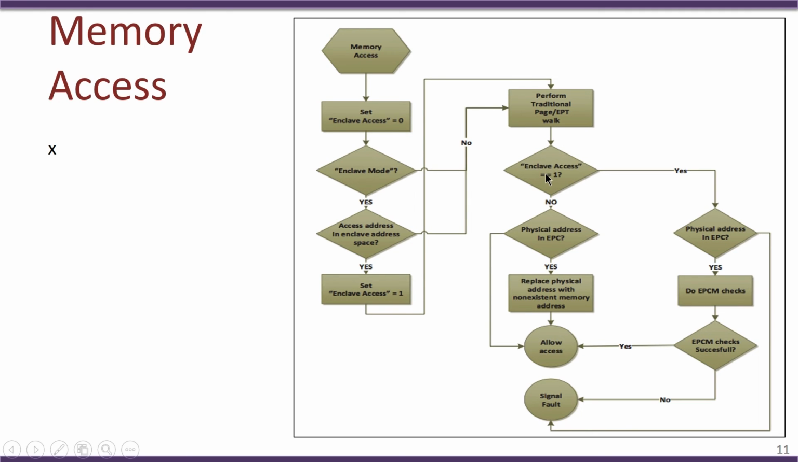Now, the next step: is this an enclave access? Since the data is outside the enclave, therefore, no. Then we check whether the physical address is in the EPC. In this case, since the data is outside the enclave, this case is also no, and finally, we allow the access.